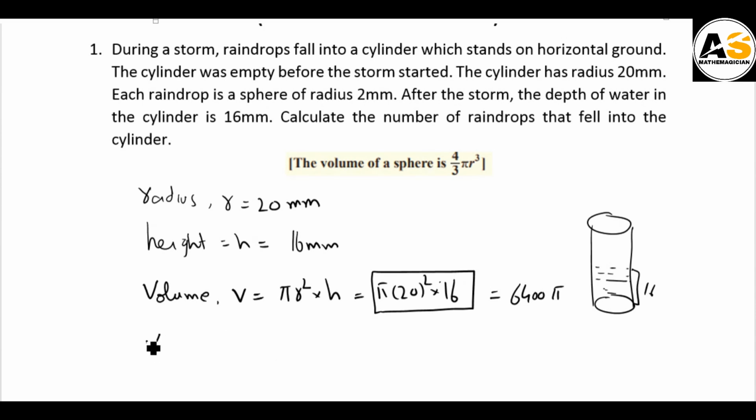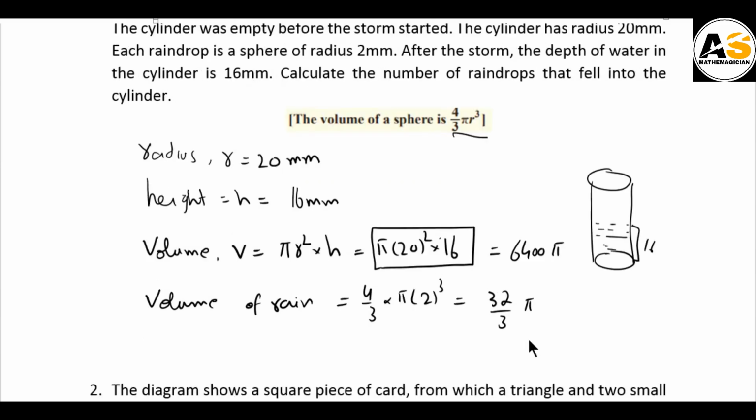So what is the volume of one raindrop? A raindrop is a sphere and its volume is given by this formula, 4 by 3 multiplied by pi multiplied by r cubed. R is 2 for the raindrop. So this will be 32 by 3 pi.